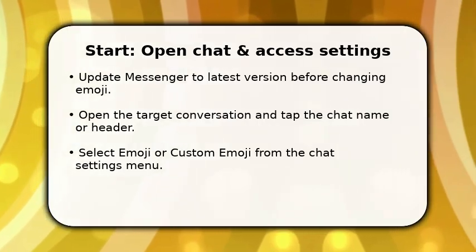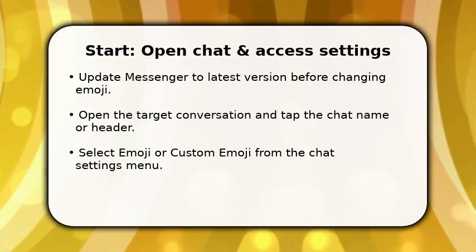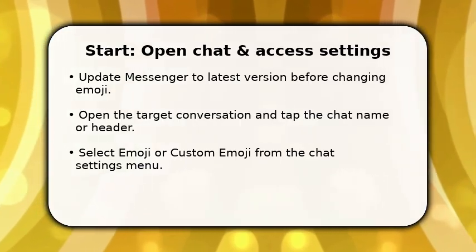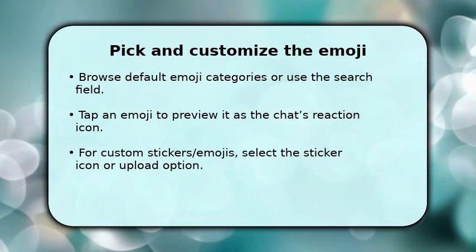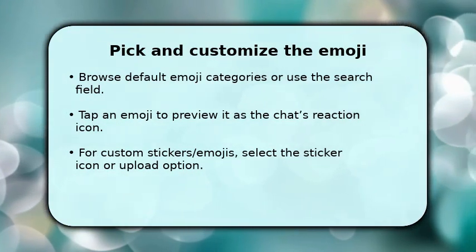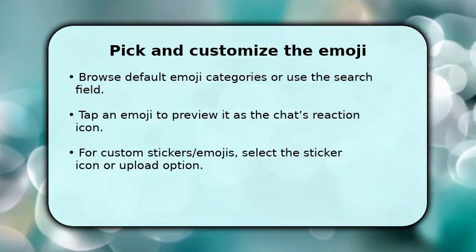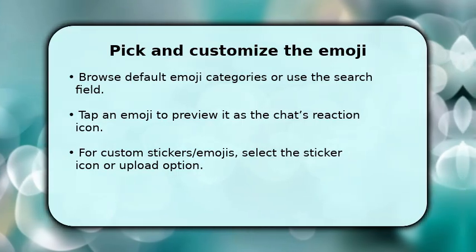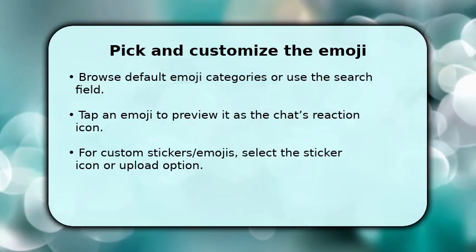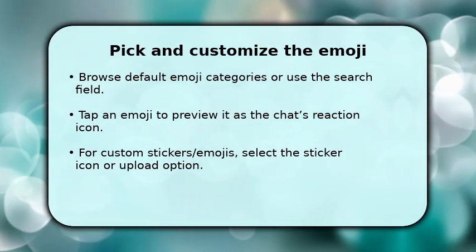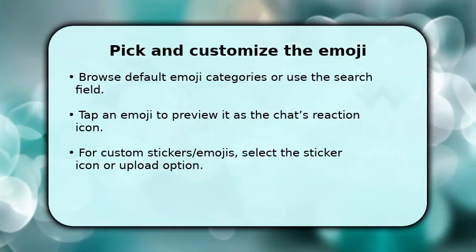This first action prepares the chat to accept a custom reaction, and it prevents confusion later when you pick and apply a new emoji. Now you choose the replacement. Browse categories or use the search field to find exactly what you want, because precision matters for quick reactions. Tap an option to preview how it appears as the chat's default reaction. You can change your mind and try another without saving.